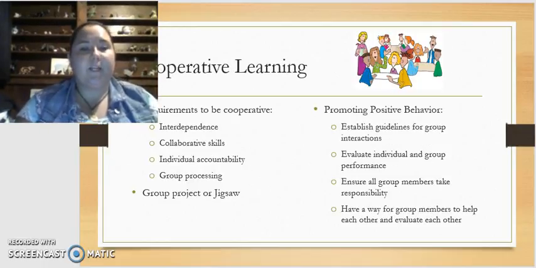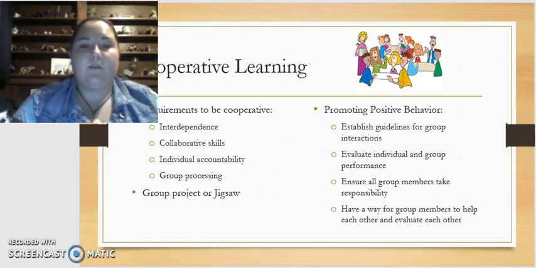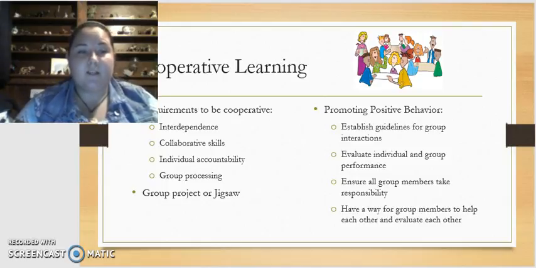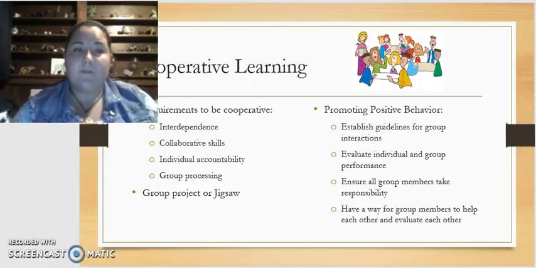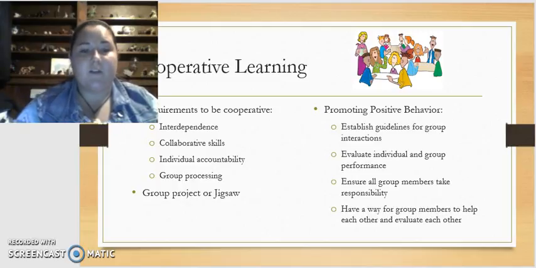There's cooperative learning. The requirements for it to be cooperative instead of small group is interdependence. The different student groups have to be working by themselves. Collaborative skills, where all the students are working together. Individual accountability, each student has their job and they should all be working together.